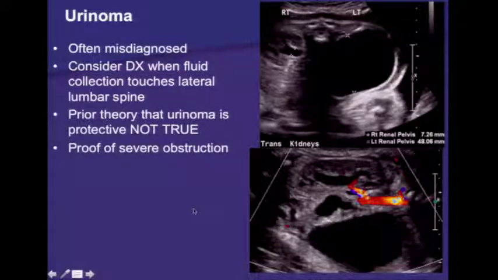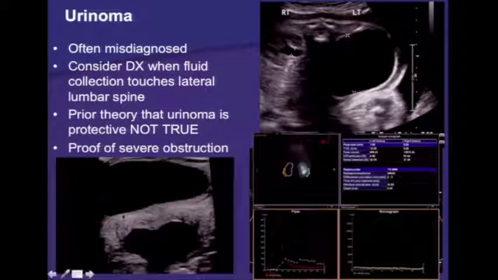The prior theory was that if there's hydronephrosis and then the urinoma occurs, possibly that's protective because maybe the kidney has decompressed. But recent studies have shown that that's not true at all, and most of these kidneys do not work well, and what the urinoma is telling you is that it was proof of pretty severe obstruction. As in this case, after this baby was born, you can see the urinoma lateral to this otherwise echogenic obstructed kidney, and on the renal scan, this kidney does not work at all.